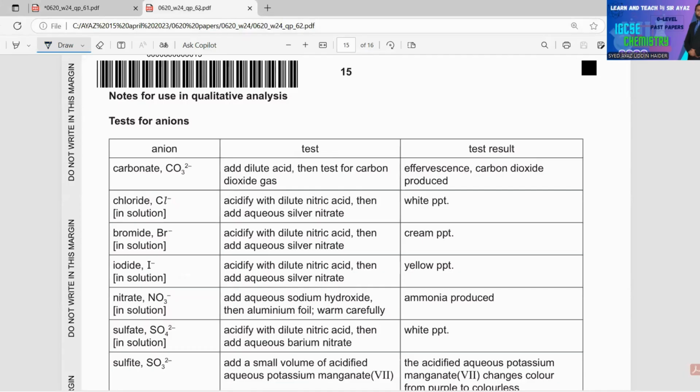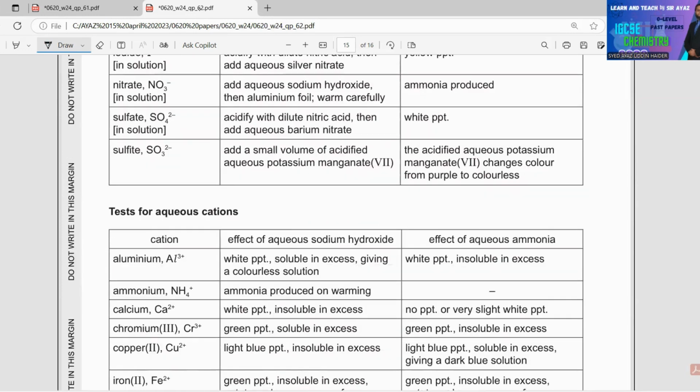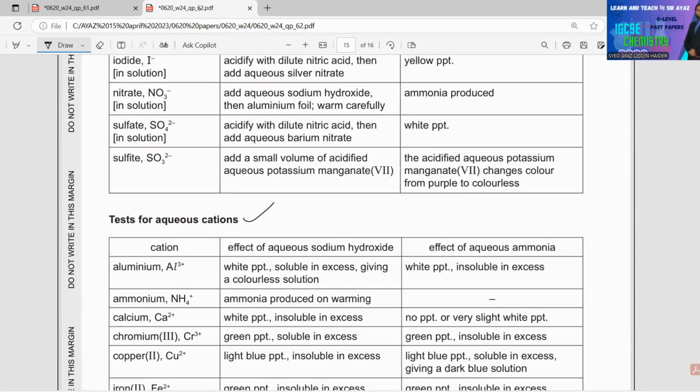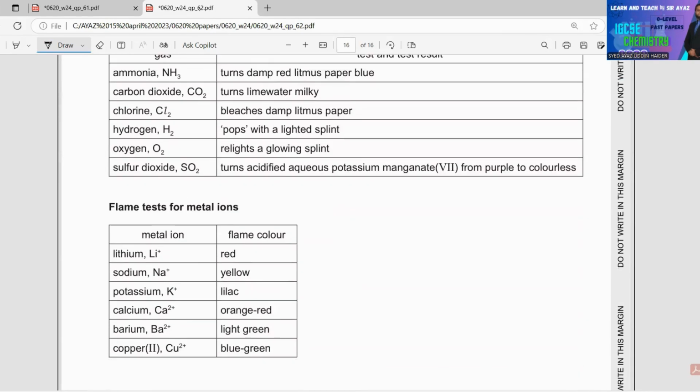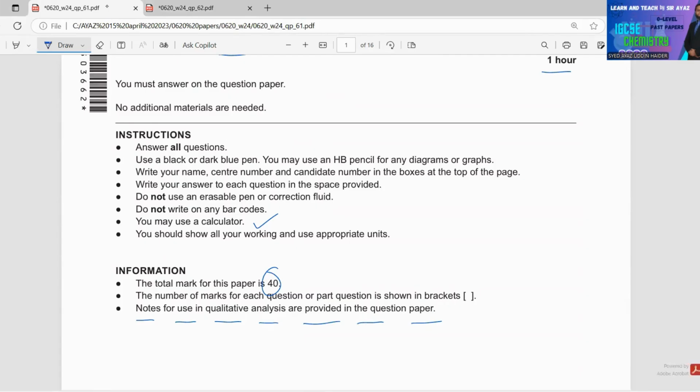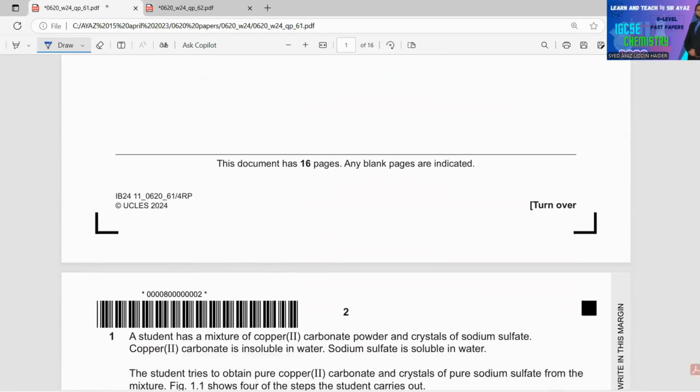It's like this. This includes tests for anions, tests for cations, tests for gases, as well as tests for flame. Flame test for the metal ions. So let's start the paper. Here's question number 1.